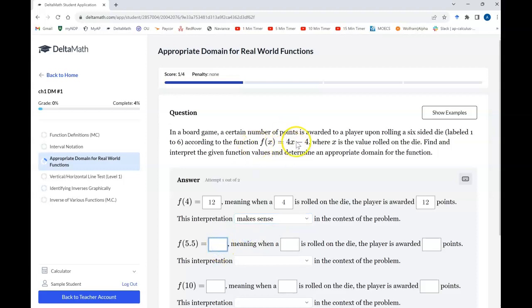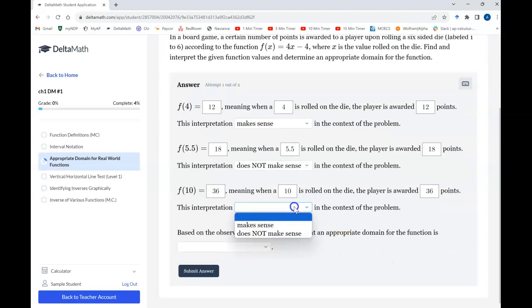If I do 5.5, 5.5 times 4 is 22, and then minus 4 is 18, meaning when a 5.5 is rolled, we are awarded 18 points. But that doesn't make any sense at all because I can't roll a 5.5 on a 6-sided die. If I do f of 10, that's 40 minus 4, so that's 36. So when a 10 is rolled, I'm awarded 36 points. But that doesn't make a lick of sense either because my 6-sided die certainly doesn't have the number 10 on it.